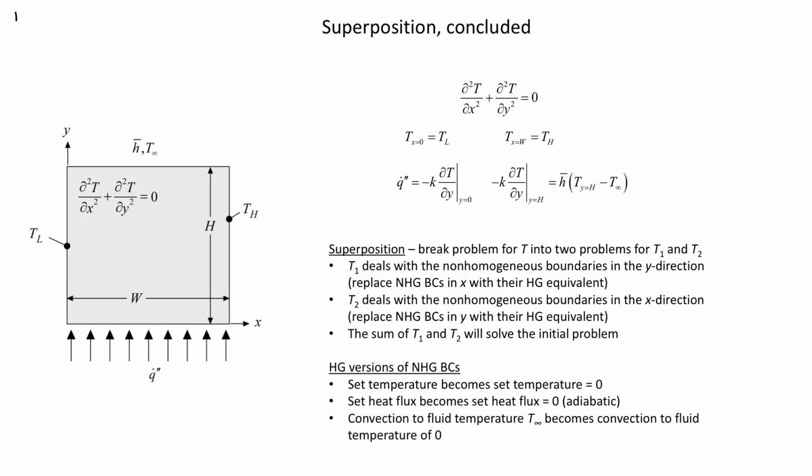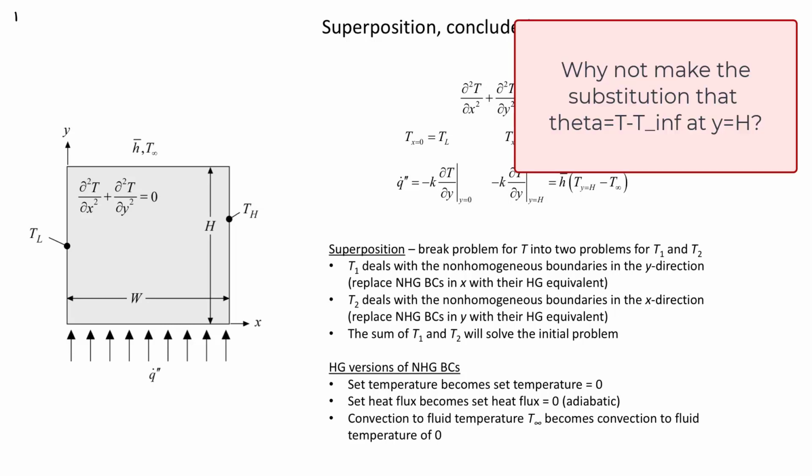Does everybody understand what I'm saying there? Makes sense? Yeah. Because we still want to have convection, right? So what you're saying is if we had T at y equals H equal to T infinity, then that's just saying that it's 0, that heat transfer is 0, right?